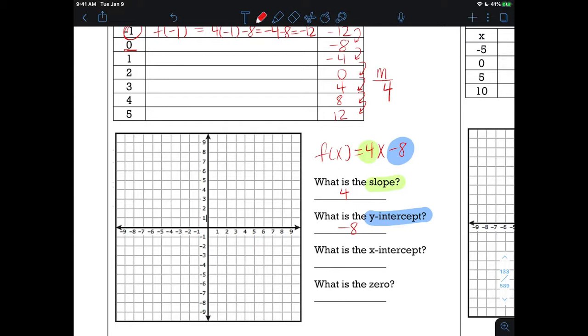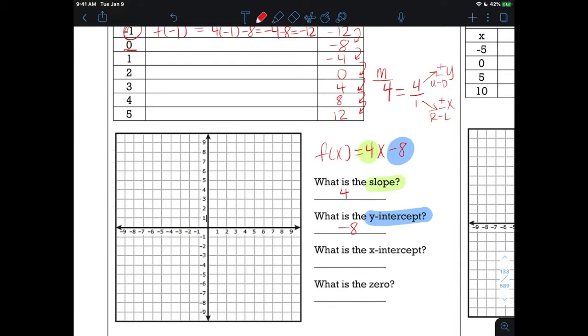So let me ask you a crazy question. 4 divided by 1 is still 4. So I can actually write 4 as 4 over 1. Okay? So this top number tells me plus or minus y. Bottom number tells me plus or minus x. So this means up, down, right, left. Okay? So that means 4 in the positive direction for y would be 4 up, and 1 in the positive direction for x would be 1 to the right.